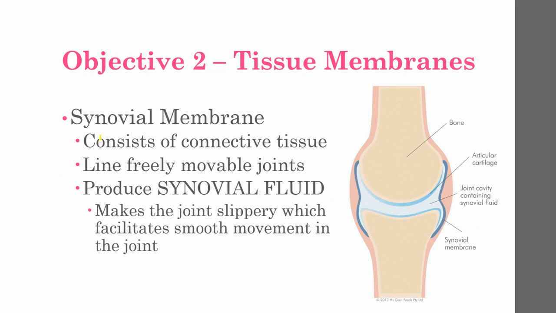And then your last one is synovial membranes. We haven't talked about these yet. We will when we get to our joints, because synovial membranes are going to be found in freely movable joints, like the elbow and the knee, and they're going to produce synovial fluid, which is going to help when those bones move against each other. It's going to help to keep them slippery and ensure that our joint movement is going to be smooth. And synovial membranes are going to be connective tissue.